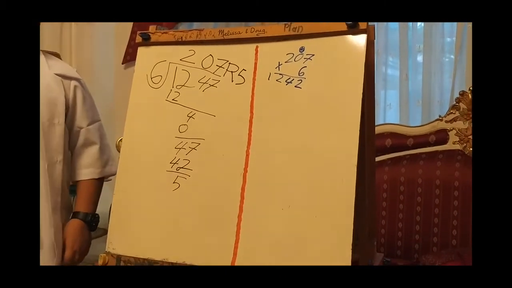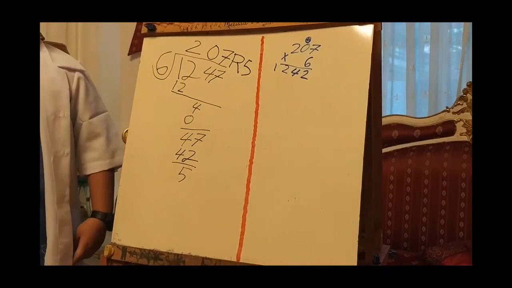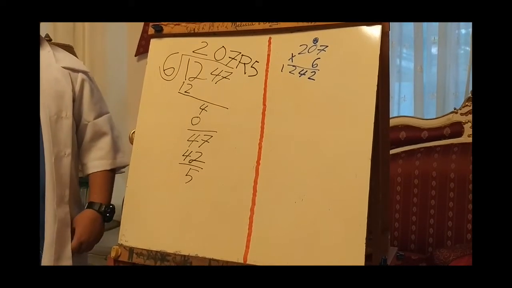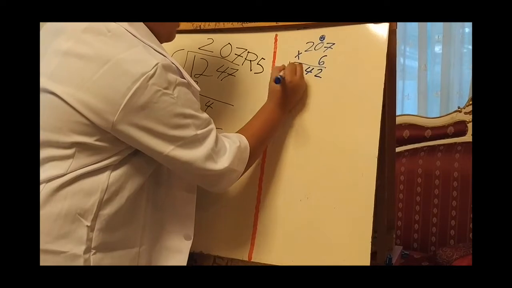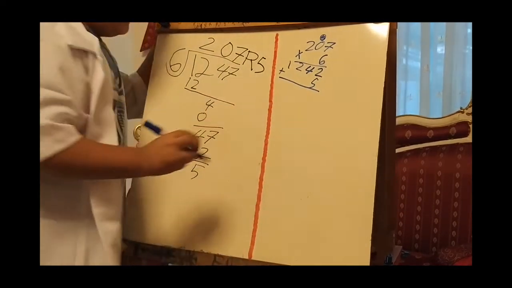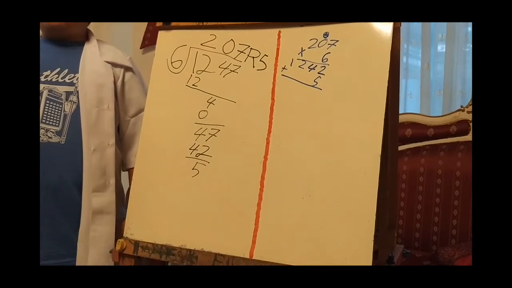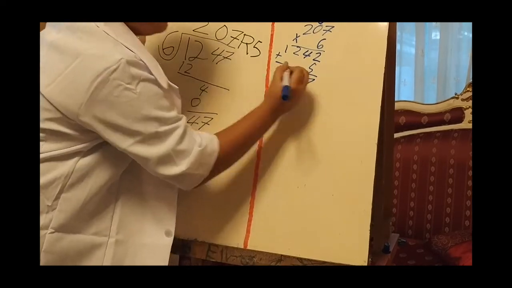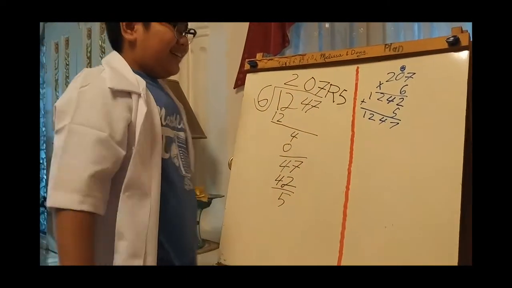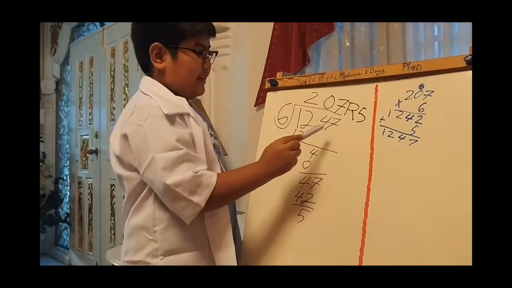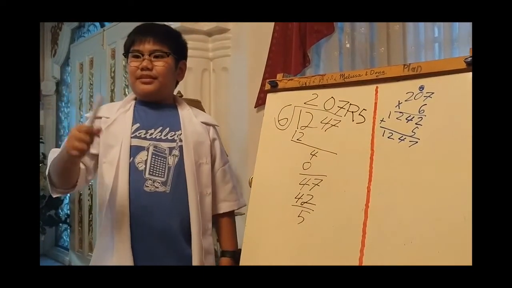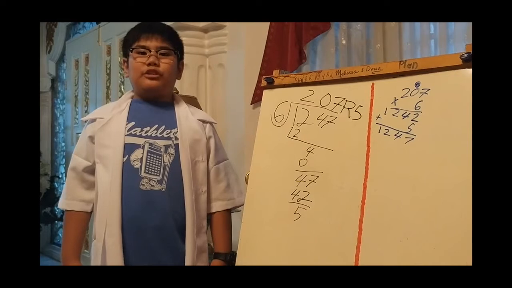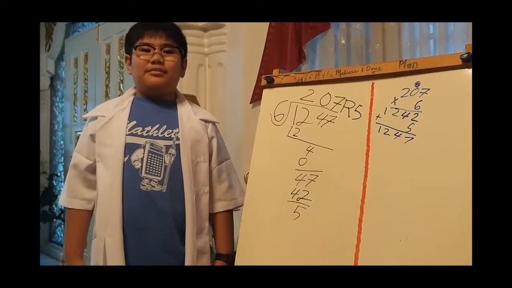Then add the remainder to the product of the quotient without the remainder and the divisor. Our remainder is 5. 1,242 plus 5 is 1,247. Is this the dividend? Yes, it is. Which means that the answer to 1,247 divided by 6 is correct.